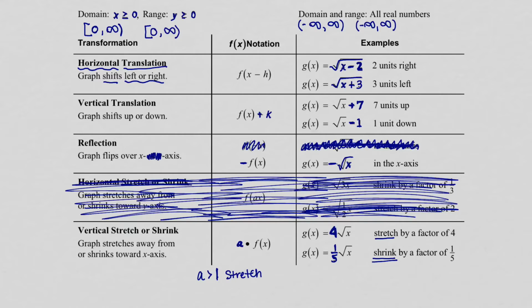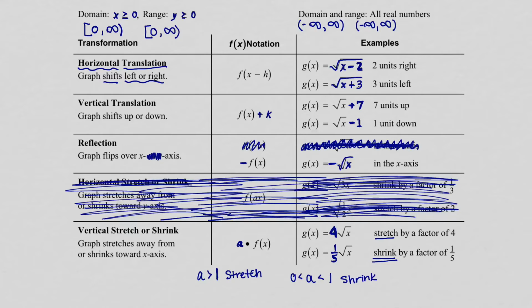But now, if A is between 0 and 1, okay, so that means it's greater than, hold on, where's my undo button? So when A is between 0 and 1, that means it's a fraction. It's bigger than 0, but it's smaller than 1. It's a fraction. That means it's going to shrink.